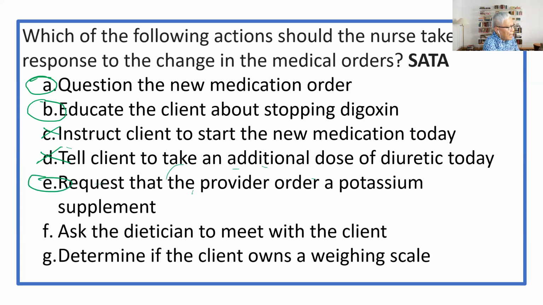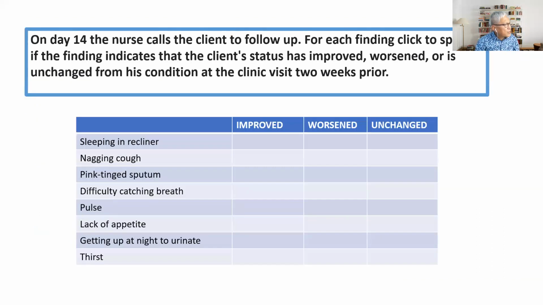All right. Ask the dietitian to meet with the client. That was ordered too. So I guess we need to do this. Letter F, determine if the client owns a weighing scale. Yep, because the order was to weigh the patient daily. Obviously, we're going to do this. There's nothing wrong with that. Okay, so that would be how we would do that. So let's take a look at the next one.